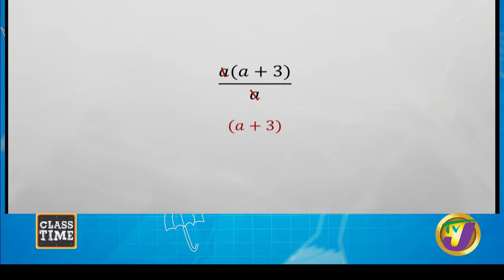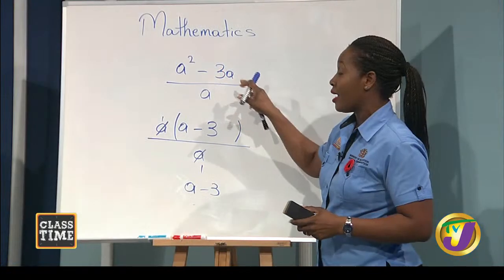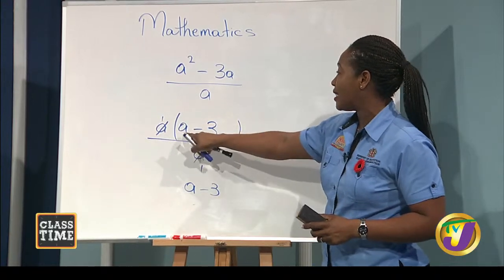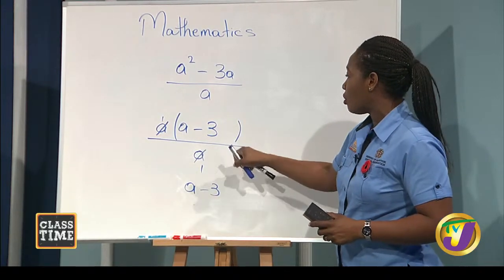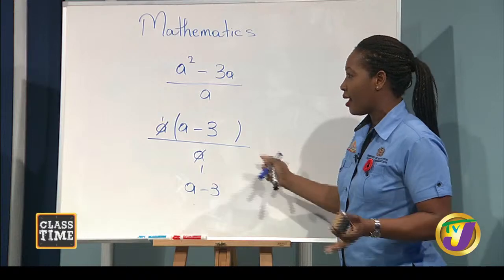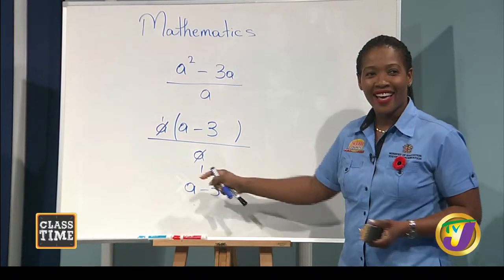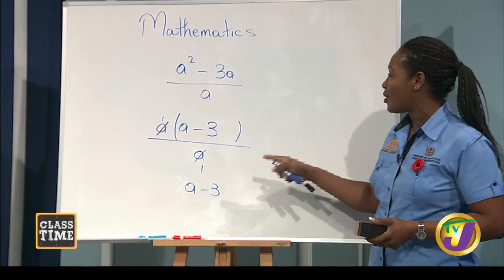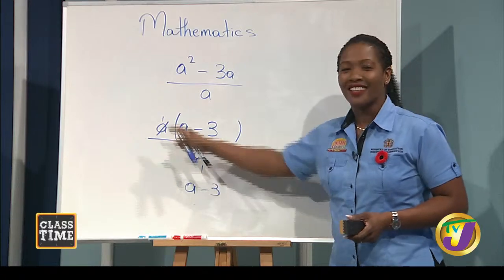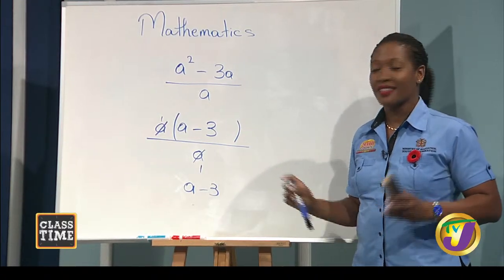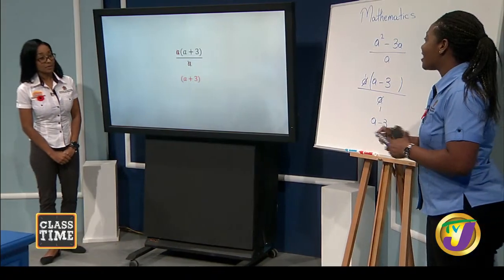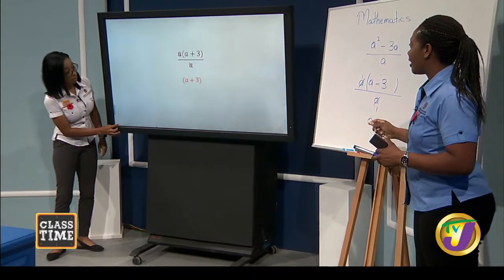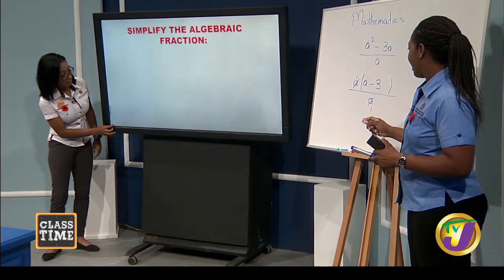Just for those who probably weren't following with me, let's repeat what we did. We had a squared subtract 3a, all divided by a. Then we factored out what is common in the numerator, which is a. We ended up with a, open bracket, a subtract 3, close bracket, all divided by a. And then we factored out a in the denominator from a in the numerator. So now we end up with a subtract 3. All right, good job.